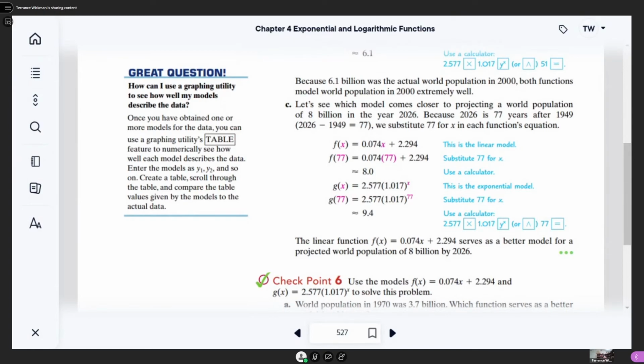It gave us the right answer for the initial one of 2024 or whatever it was. But for the year that's later, 2026, it was 9.4 billion. No bueno.